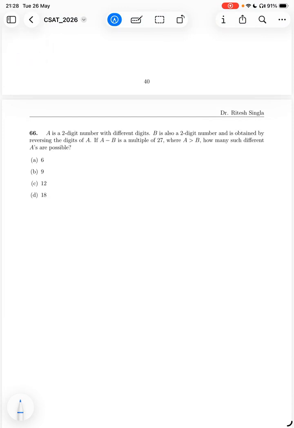A is a two-digit number with different digits. B is also a two-digit number and is obtained by reversing the digits of A. When you have this type of question, the best way is to write, suppose A is equal to xy. Write it in decimal form, 10x plus y. B will be yx, which will be 10y plus x. But it is given that A minus B is a multiple of 27.